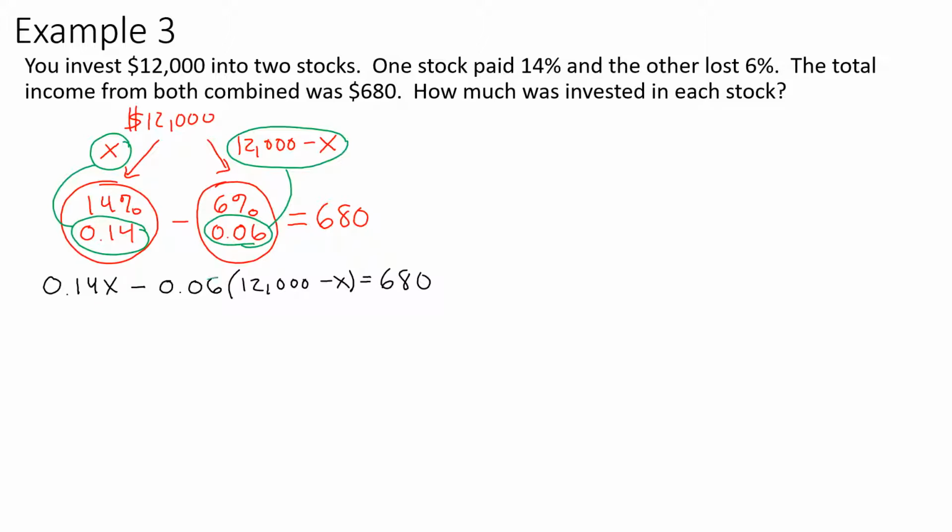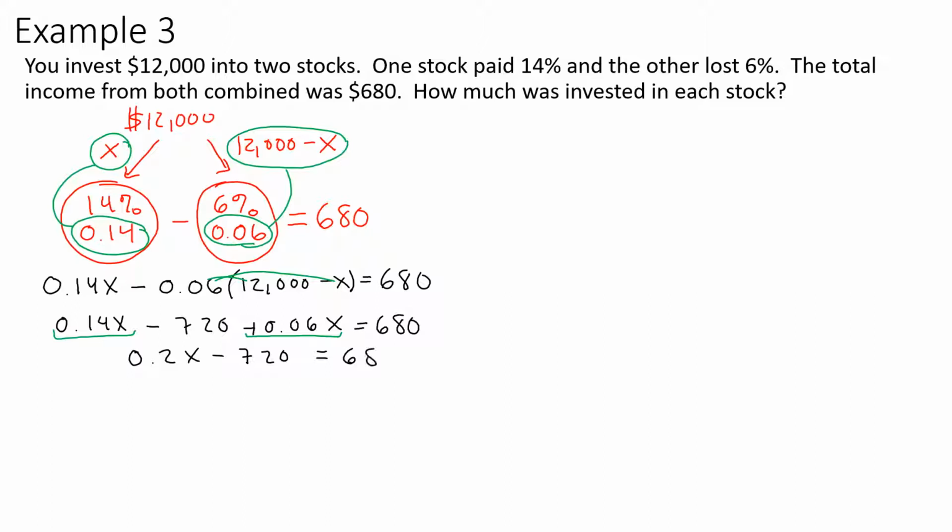To solve that for x, I'm going to distribute the negative 0.06. So that leaves me with 0.14x minus 720 plus 0.06x equals 680. Okay, well, I can combine like terms on the left. If I have 0.14x's and I add 0.06x's, that gives me 0.2x minus 720 equals 680. So adding 720 to both sides gives me 0.2x equals 1400. Dividing both sides by 0.2 gives me x equals 7,000. Now that's not my final answer, but that will help me answer the question.